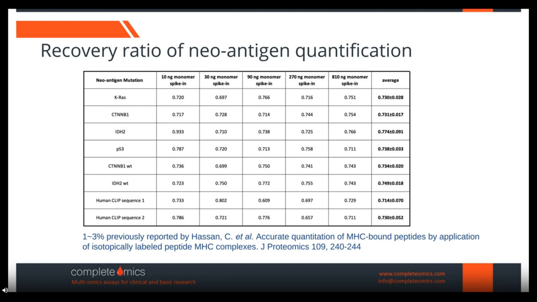And we can see from this table that the average recovery ratio that we observe from this pipeline is above 70%, which is dramatically improved from the previous 1 to 3% in previous publications. With this kind of enrichment efficiency and recovery ratio, we are able to work with really tiny amounts of sample, and we are able to see neoantigens that are present at the cell surface at very low copy numbers.